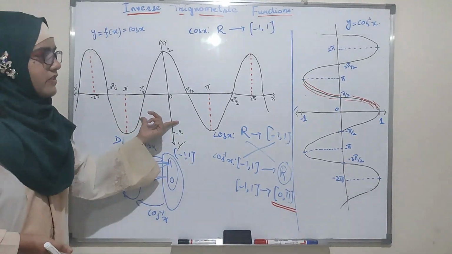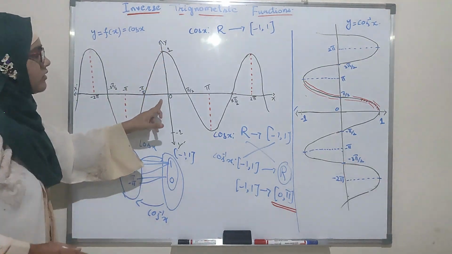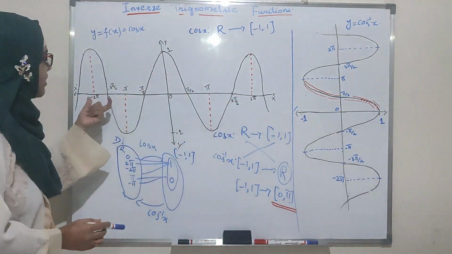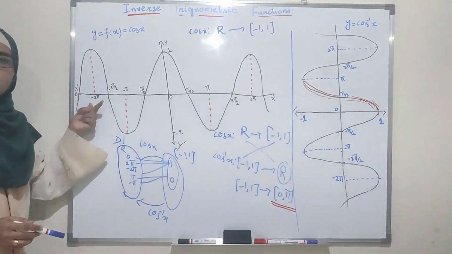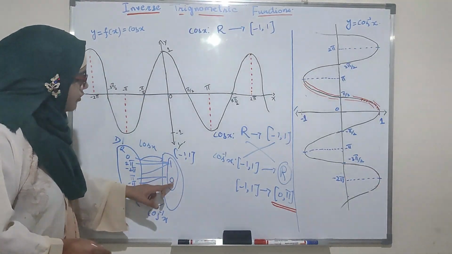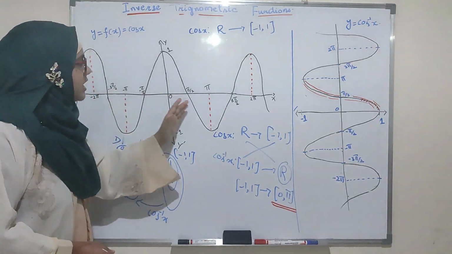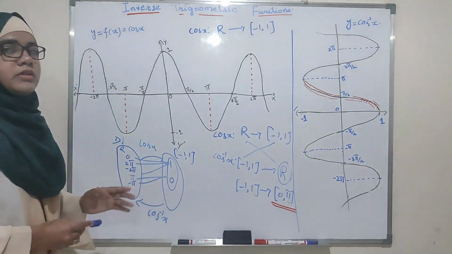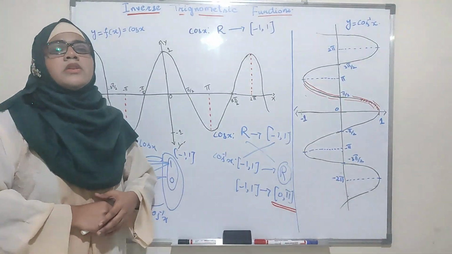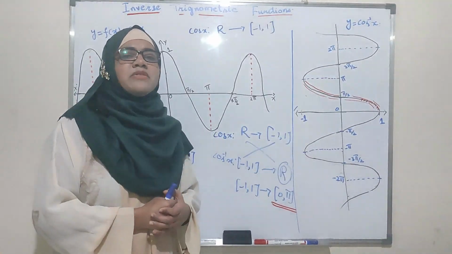So it is not a 1-1 function, as you can see. At 0 we are having value 1, at 2 pi we are having the same value 1, and at minus 2 pi we are having the same value. This graph is getting the same values multiple times, so it will not form a 1-1 function. So to make this function 1-1, we impose some restriction on the domain and range values.